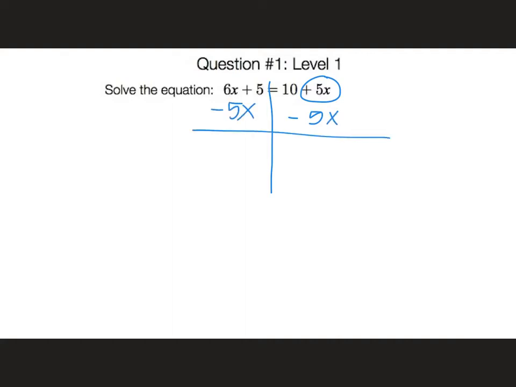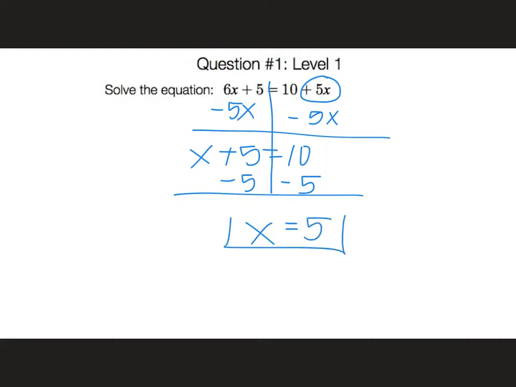6x take away 5x is 1x, plus 5 equals 10. Now our goal is to get x by itself, so we need to get rid of the plus 5 by minusing 5 on both sides, leaving us with x equals 5.